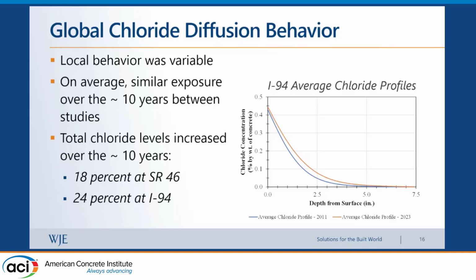We see that the surface chloride concentration here, as an average over all the cores, didn't change that much. There was an increase in the chloride concentration as expected. For the SR46 bridge, that increase was about 18%, but for the I-94 bridges, that was on average about a 24% increase in the total chloride concentration over your concrete elements.